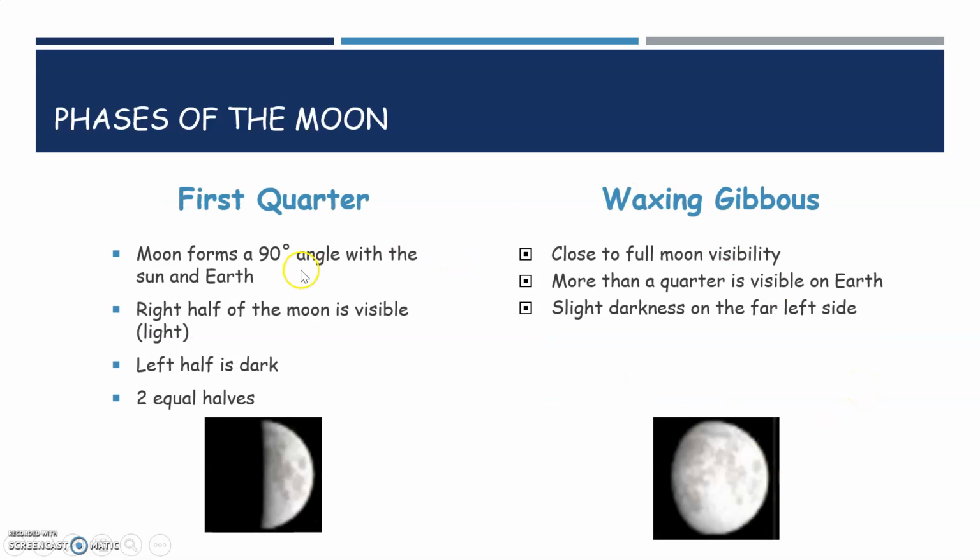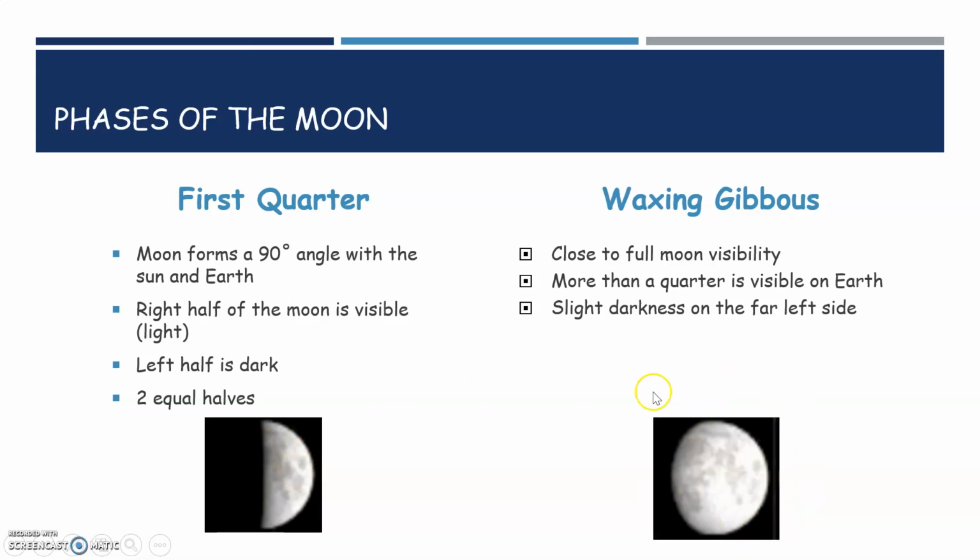All right, the first quarter is when the moon forms a 90-degree angle with the sun and the earth. Okay, 90 degrees is when they basically form an L shape, okay? And the right half of the moon is visible, the light half. The right's on the light, okay? Light's on the right. Left half is completely dark and they are equal.